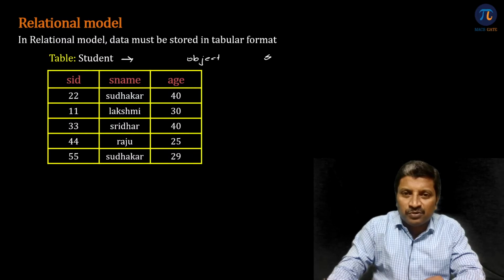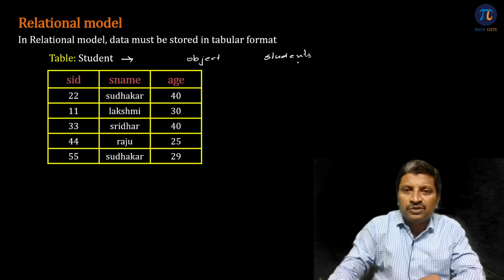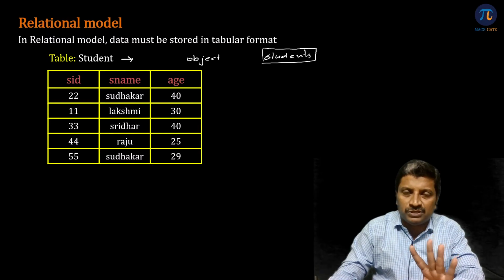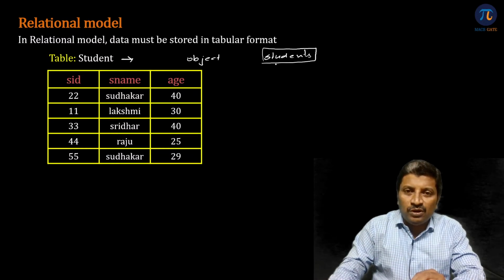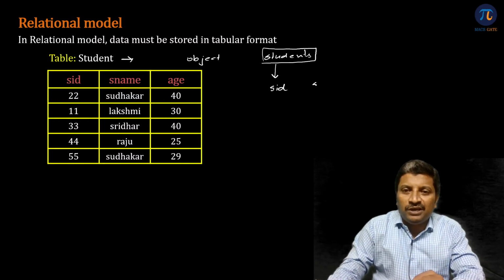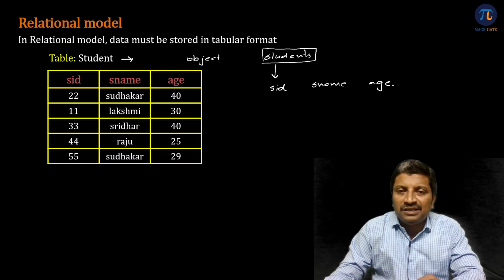So here in our example, I want to store the details about the students. Now the question is, what information do we want to store about students? That we need to decide. So about students, I want to store SID, student ID, and similarly SName, student name, and the age of the particular student. Like that, we need to decide what properties we want to store about the particular object.